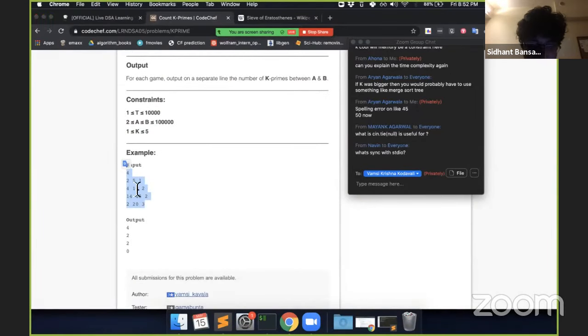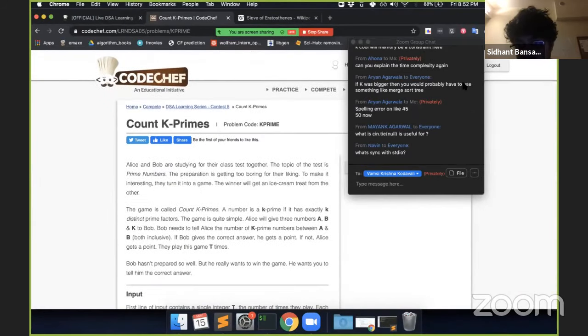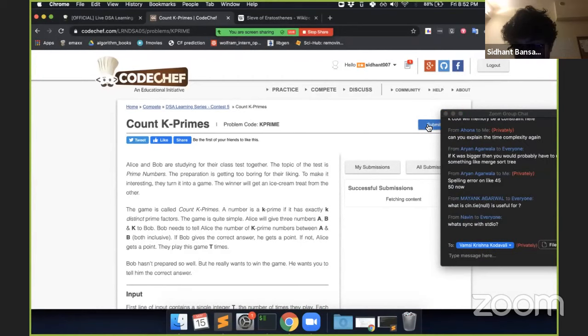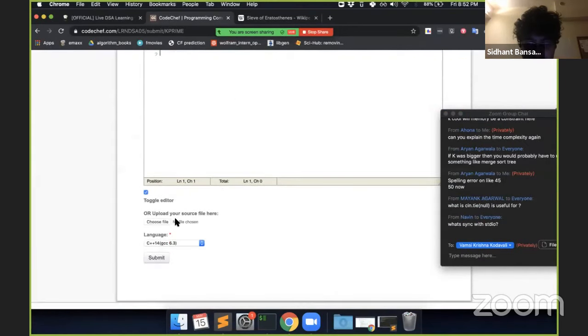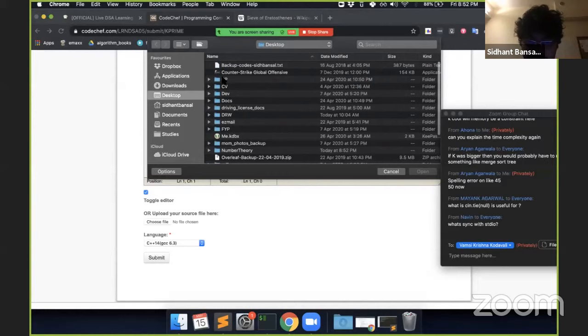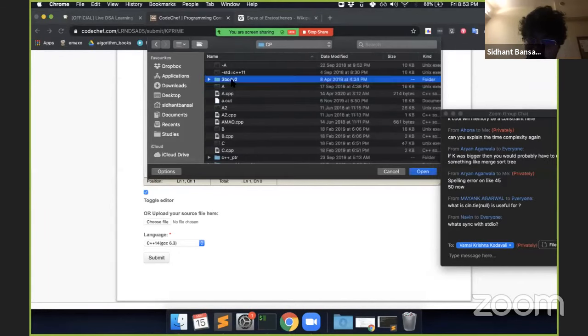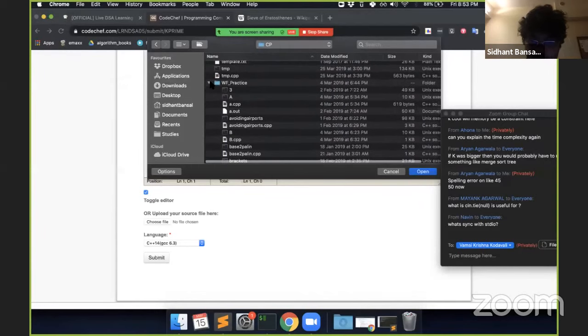Okay, so I just copied the input, and this is the output, which is correct. So let's just submit this. Once you figure out the actual details of the question, the implementation is pretty simple. The key takeaway I would give here is to always have this fast method of input and output.